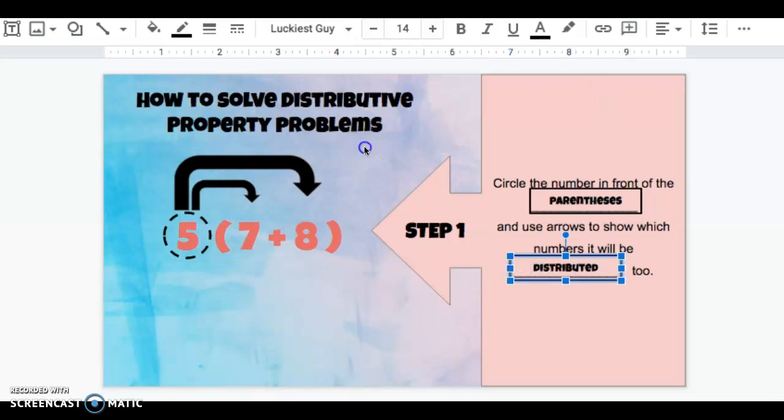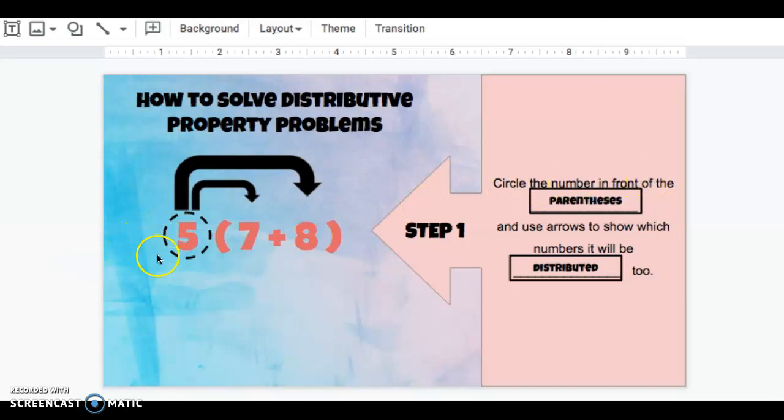So what I mean by that is circle the number in front of the parentheses, so I circle the 5, okay? And then I use arrows to show which number will be distributed to, meaning the 5 is going to be given to the 7, and the 5 is also going to be given to the 8, okay? So I like to think of this as like trick-or-treating. So when you go trick-or-treating, 5 is the house that you are going to, 7 is you, and your best friend is 8.